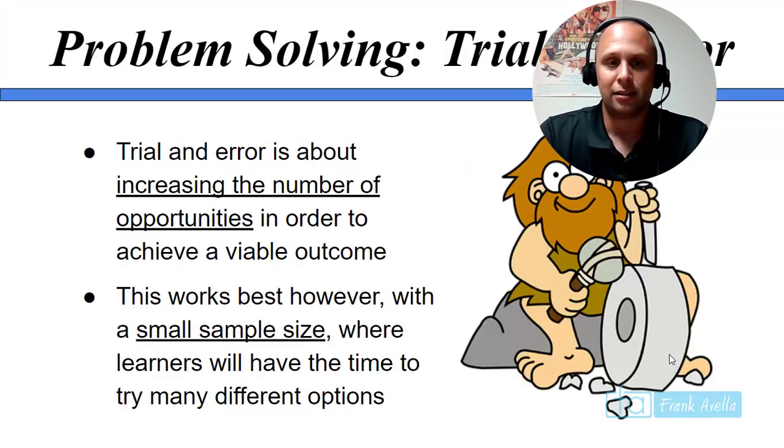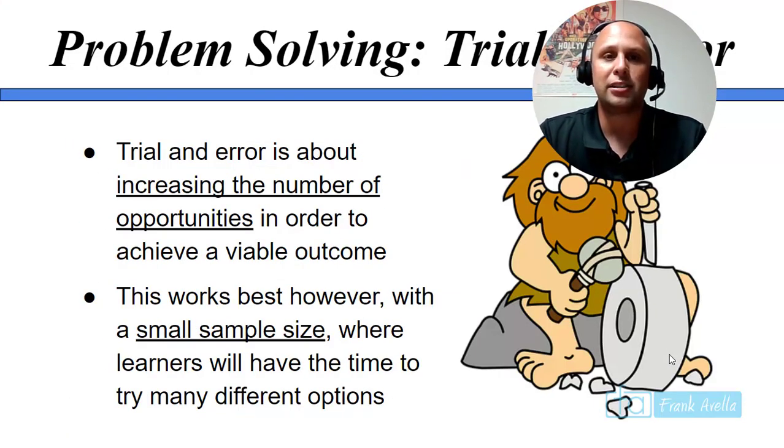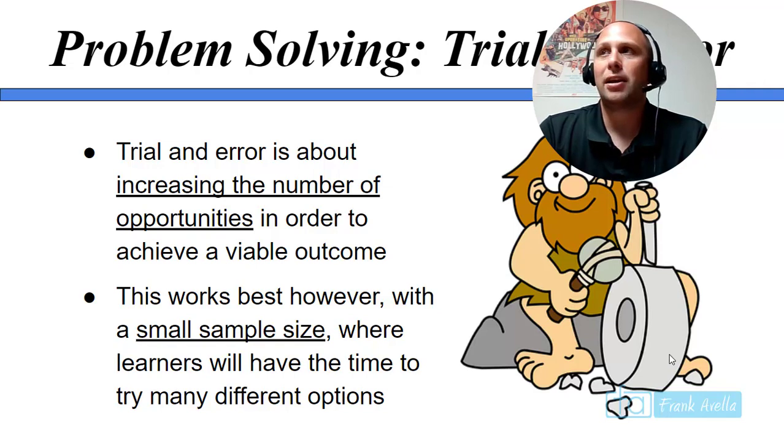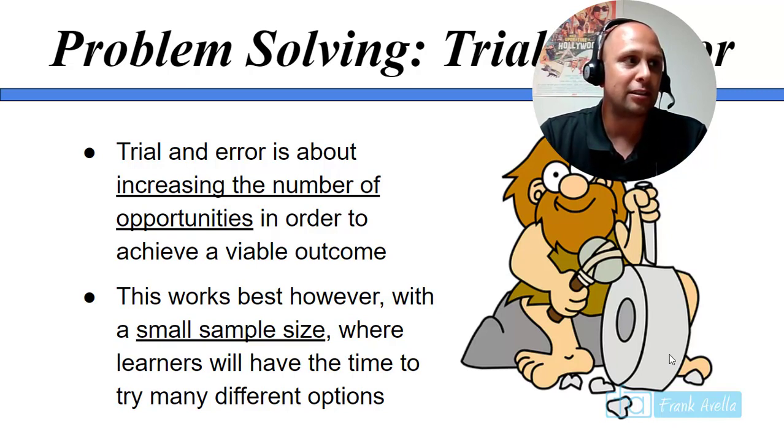Just try one piece, and if it doesn't fit, try the next piece. Trial and error is about increasing the number of opportunities in order to achieve a viable outcome. This works best with a small sample size, where learners will have the time to try many different options. If you're trying to find the right object that fits into a hole, and there's, I don't know, 25 different sized objects, that's just way too big of a sample size, especially for students. So the smaller the sample size, the better.